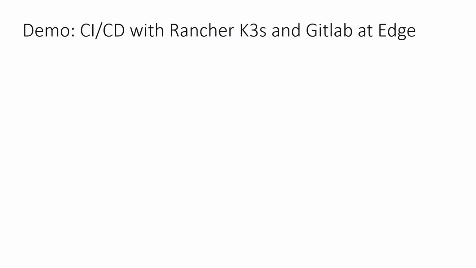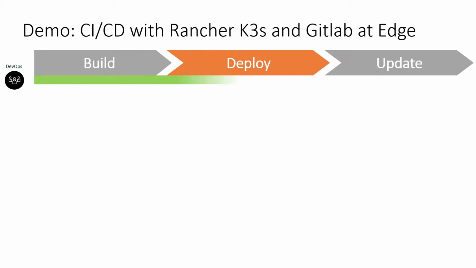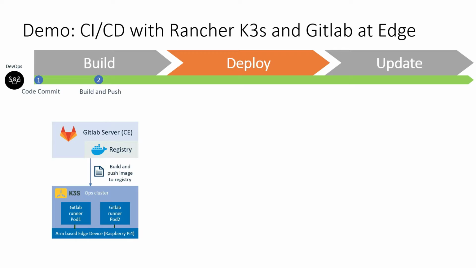Let's go over the workflow. Broadly, there are 3 steps: build, deploy, and update. In the first step, the developer commits the code to the GitLab repository. After the commit, a pipeline gets triggered in GitLab, and the GitLab runner picks up the build job, compiles the code, creates a Docker image, and pushes the changes to the Docker registry.